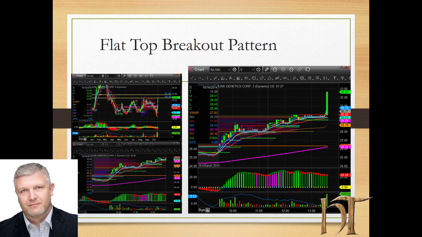Look at that move. I mean, it's huge. Over $2.50. That's a beautiful flat top breakout. And here we had a really nice consolidation before it, highlighted in grey. So the nice consolidation there.